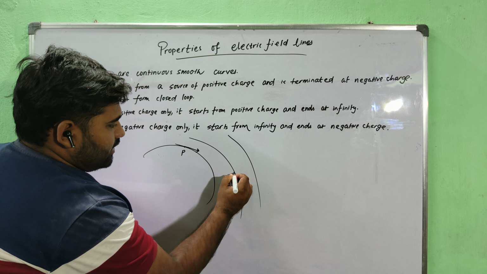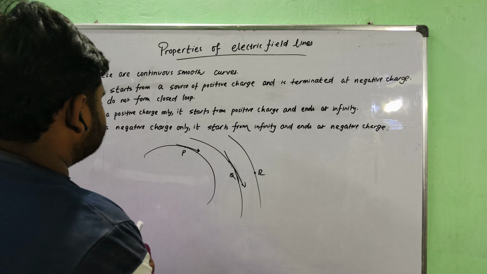If it is a point Q, if it is a point R, what is the direction of the electric field at point Q? Just draw a tangent at point Q. The direction of that tangent will give you the direction of the electric field at that particular point, at that point at which you are interested. So let us just convert it into a sentence.